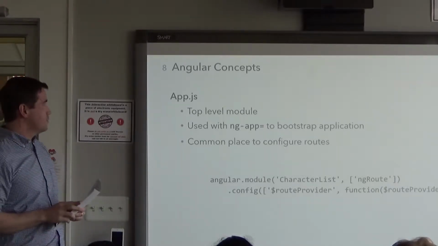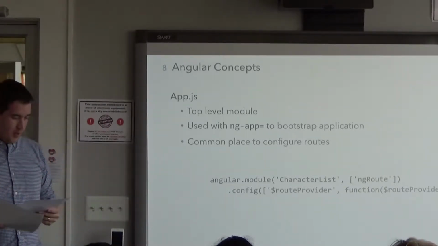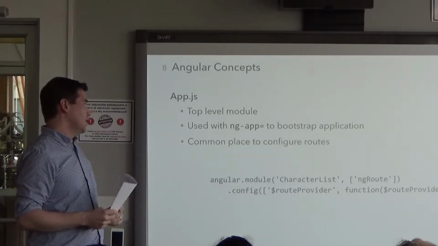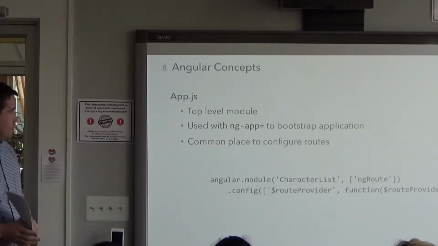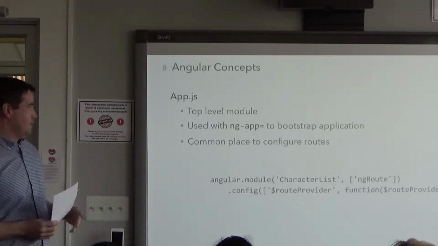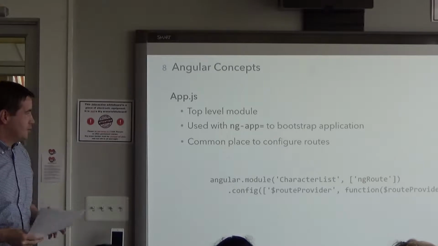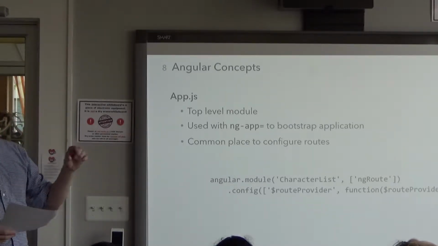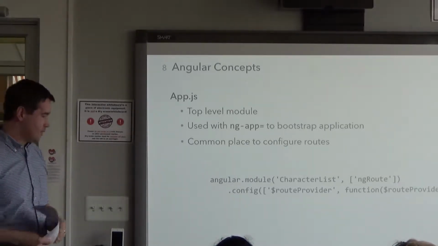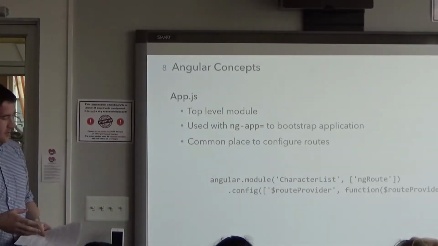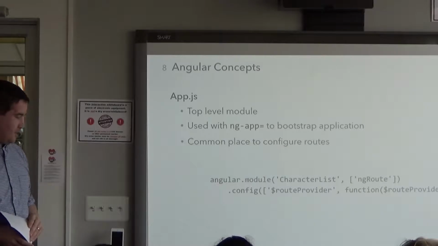So moving in, just some basic Angular stuff. app.js is kind of your top level bootstrap module. Use that with ng-app in your markup to bootstrap the application. And it's a common place to configure your routes, which are your kind of URL patterns for your app. You notice on my app it was characters for the list, and then characters /ID for the ID for the routes.